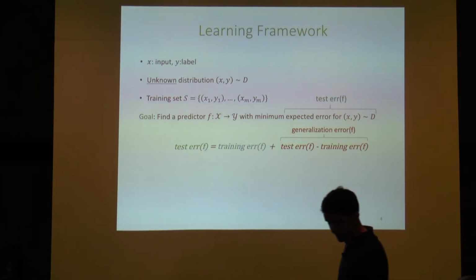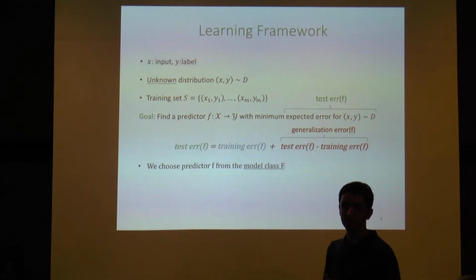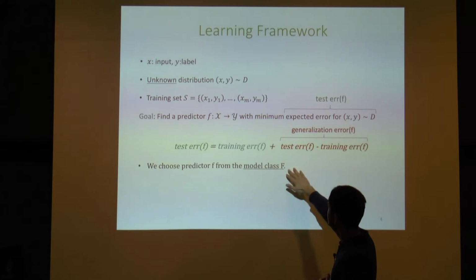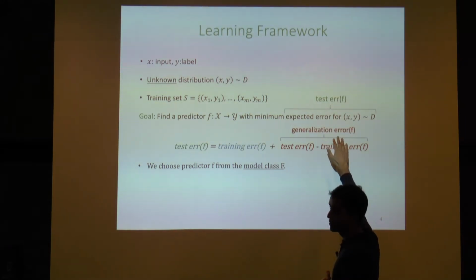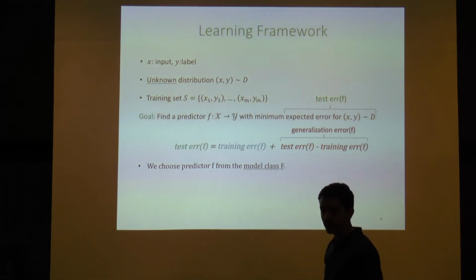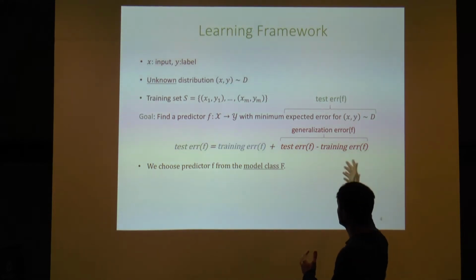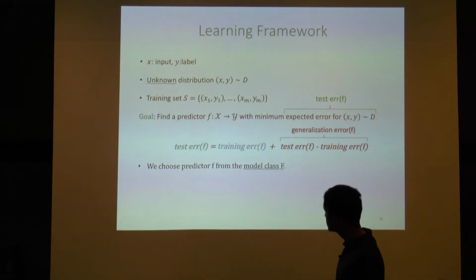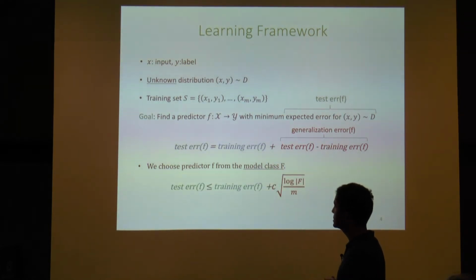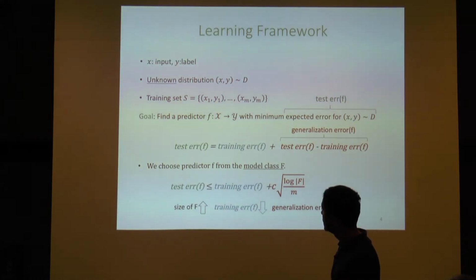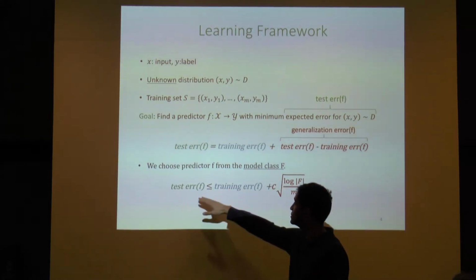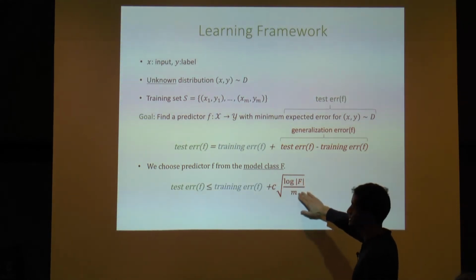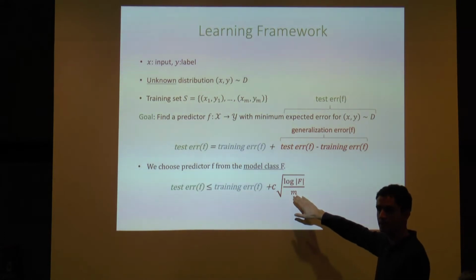But what we can do is pick a class of functions in advance. Now we can apply the law of large numbers on this class, and make sure that the generalization error is small for every function in this class. And now that we know the generalization error is small for all functions in the class, we can pick the one with minimum training error. So this gives us a generalization bound like this, which says test error is bounded by training error plus some term that corresponds to the size of this function class divided by the number of samples in the training set.